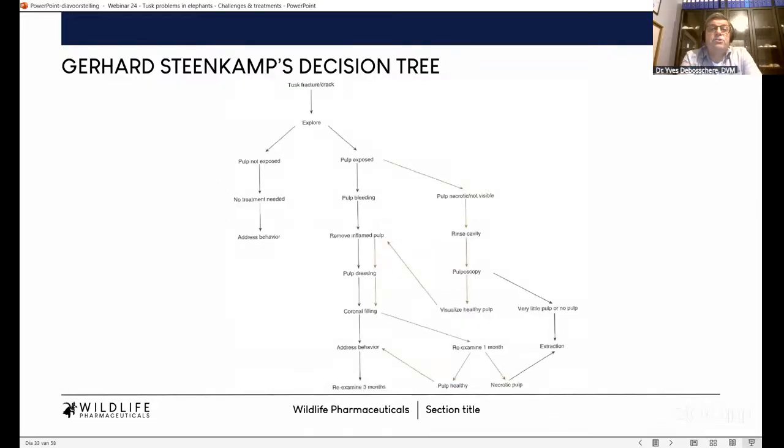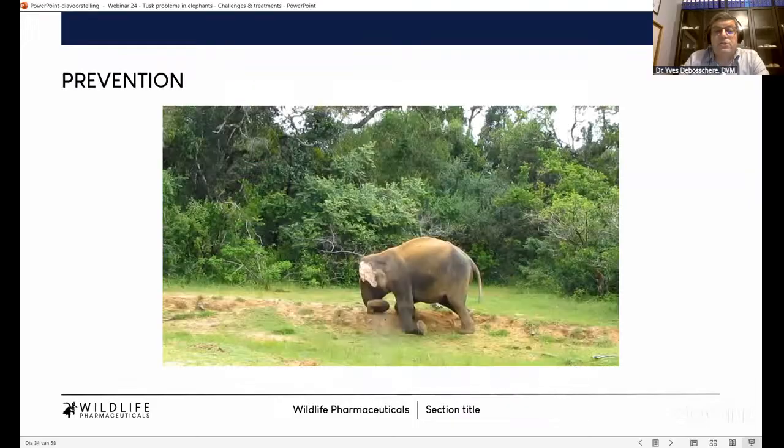So there is a decision tree that you can find in several books, which I will not go over. But you can see, if the pulp is not exposed, you really have to address behavior. When the pulp is exposed and it's bleeding, we can try vital pulp therapy. If it's necrotic, you can forget it, or you have to visualize down to healthy pulp, and then you can do pulp therapy. But most of the time, it will result in extraction.